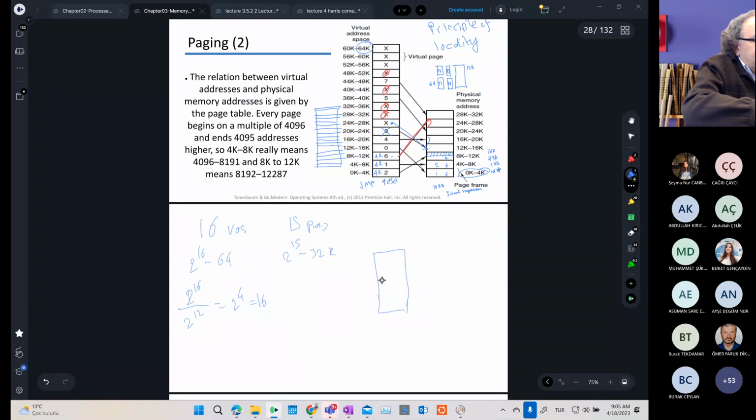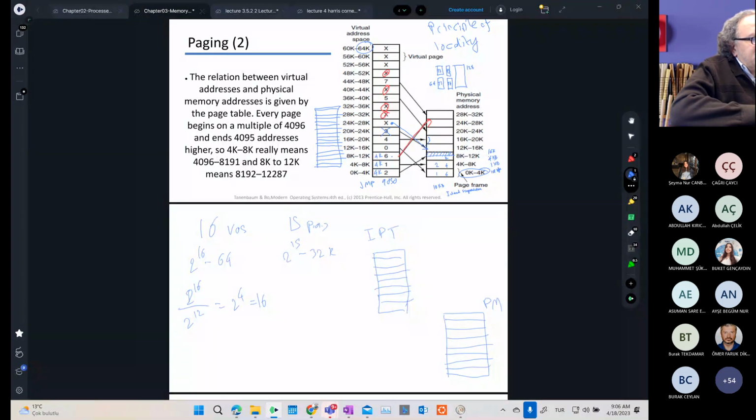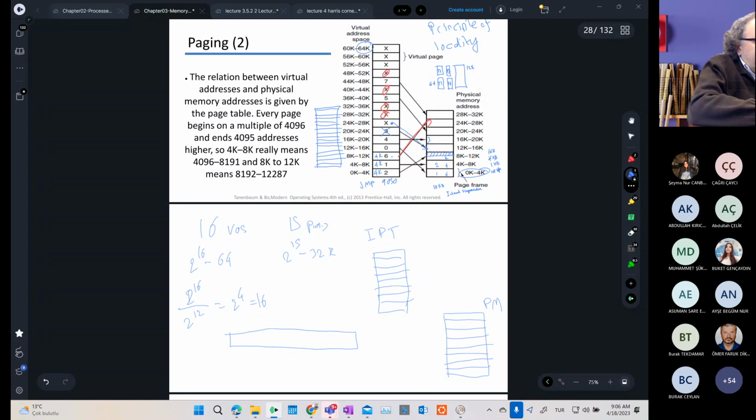Okay. So this is my inverted page table with 8 elements, and this is my physical memory. And this one has 8 pages too. So how will the translation be done? It will be done like this. Get your 16-bit address. Let's make this 16.